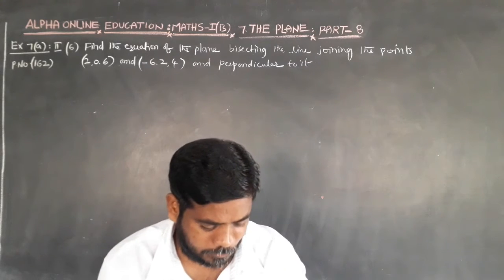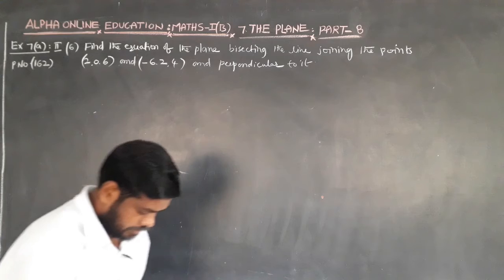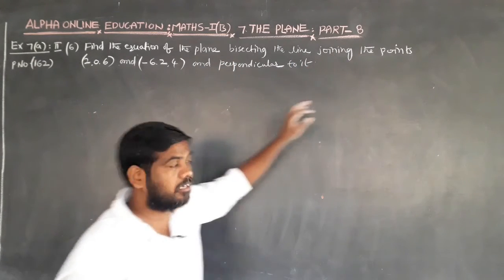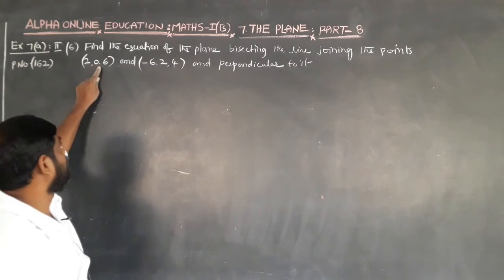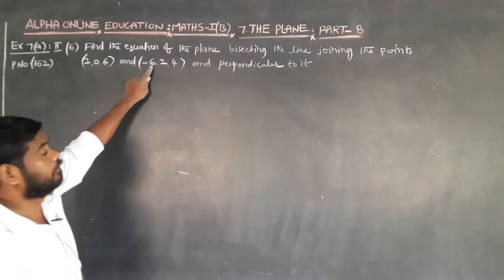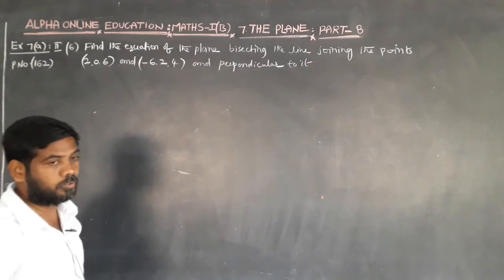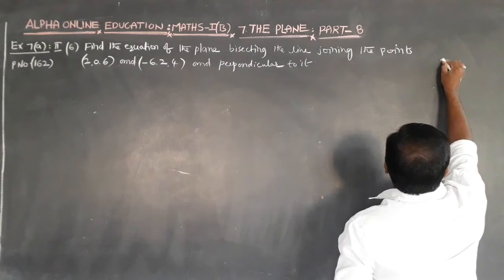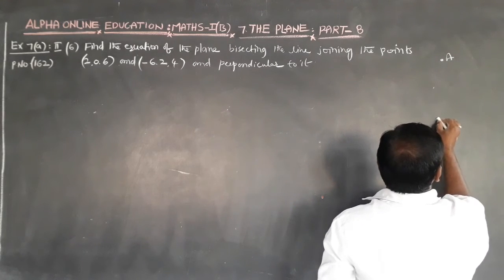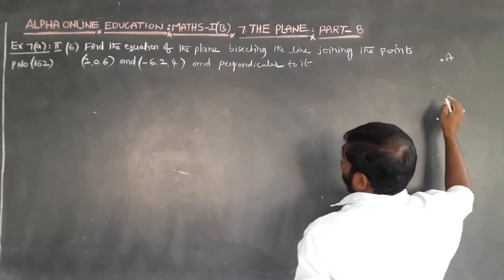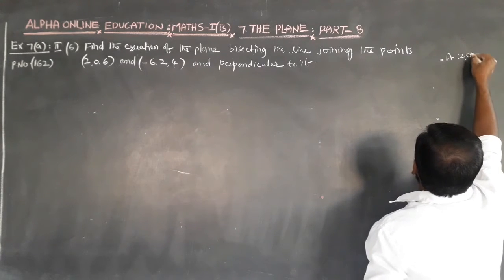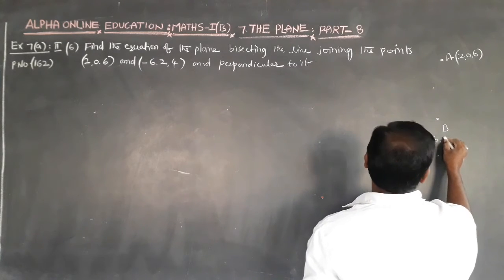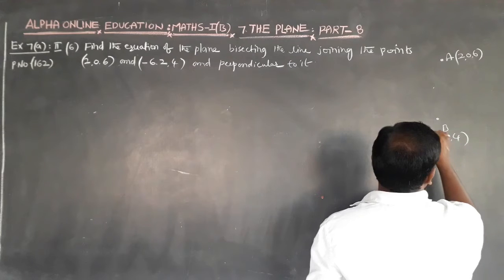Find the equation of the plane bisecting the line joining the points 2, 0, 6 and minus 6, 2, 4 and perpendicular to AB. Let A be the point 2, 0, 6 and B the point minus 6, 2, 4.